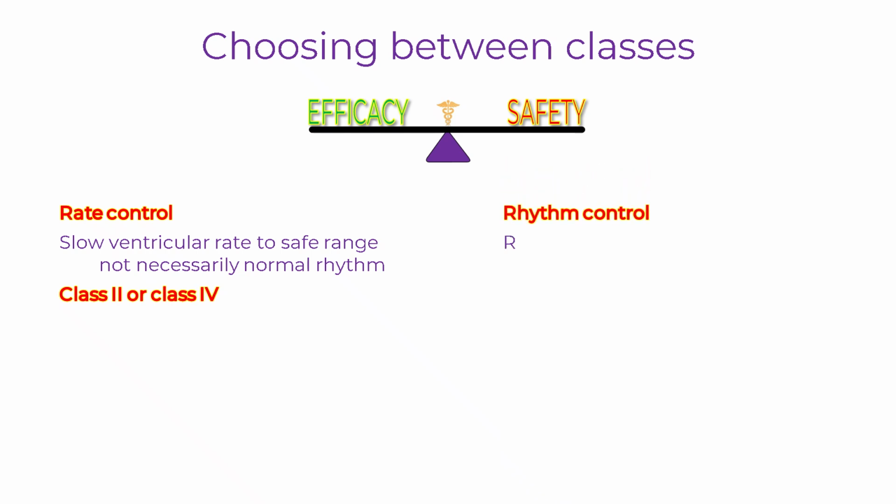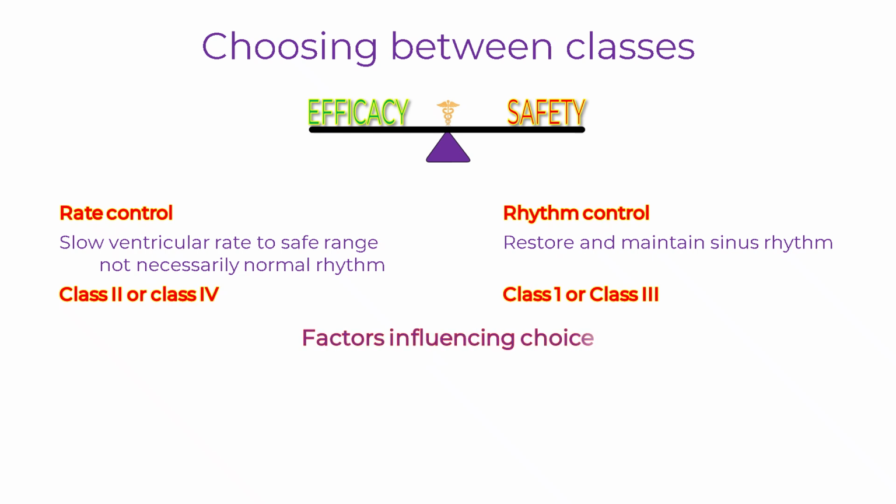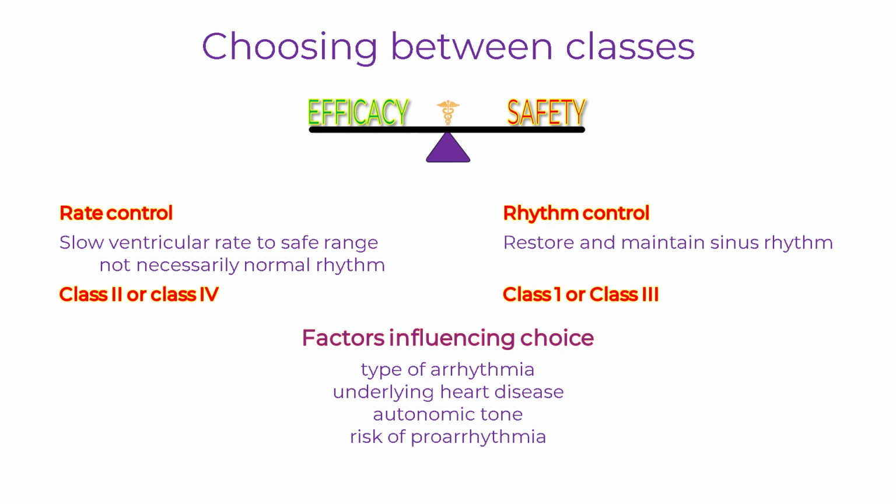Rhythm control aims to restore and maintain sinus rhythm, the normal cardiac rhythm generated by the sinoatrial node. In this setting, class 1 or class 3 agents may be used. The choice of drug is influenced by the type of arrhythmia, the presence of underlying heart disease, autonomic tone, and the risk of proarrhythmia. Understanding the basic electrophysiological targets of each class helps explain why certain drugs are preferred in specific settings.